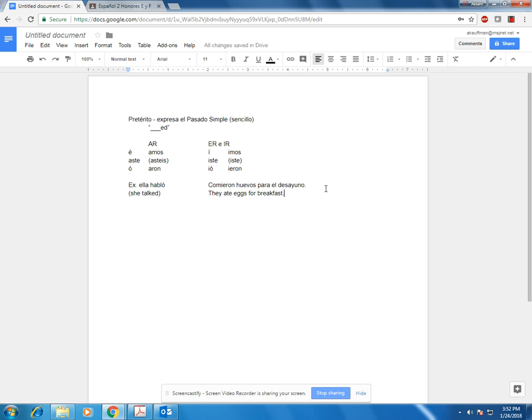Excellent. So that's all we're doing with the preterite. It's just simple past. It is a new set of endings to memorize, but overall not that hard. So let's go through them. Aste, ó, amos, aron. ER and IR verbs are iste, ió, imos, ieron.